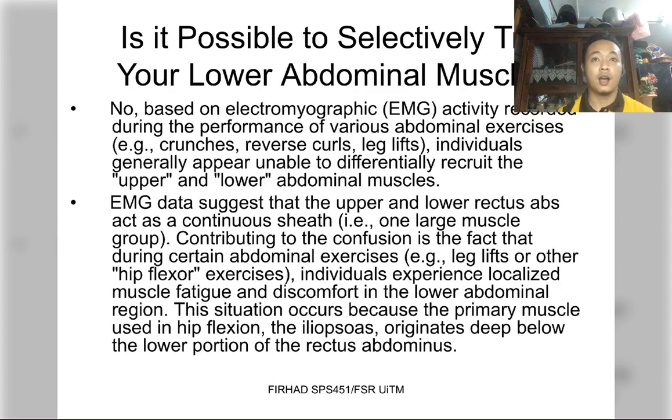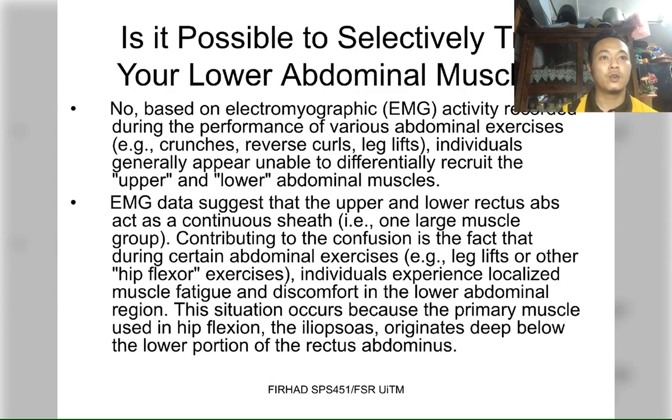Next point is EMG data suggests that the upper and lower rectus abs act as a continuous shape. Maksud dari sini, dia bertindak sebagai satu muscle besar. Tak kira upper ke, middle ke, lower abs ke, dia satu muscle saja sebenarnya. Cuma kita yang pecah-pecahkan dia. Sebenarnya dia satu shape, satu muscle saja, one large muscle group. Contributing to the confusion is the fact that during certain abdominal exercise, for example, leg raise or other hip flexor exercise, individuals experience localized muscle fatigue and discomfort in the lower abdominal region.